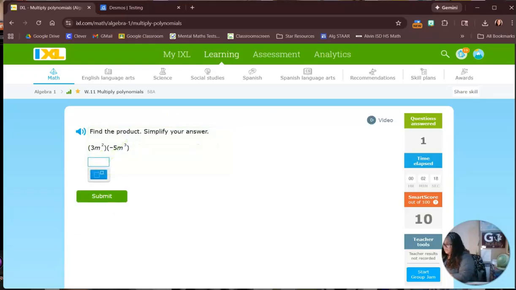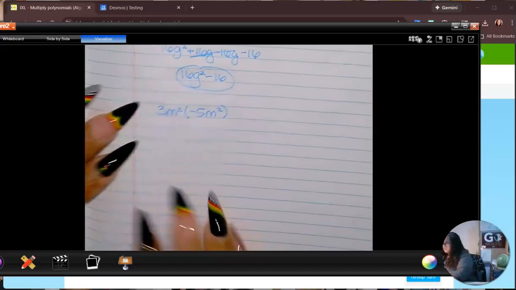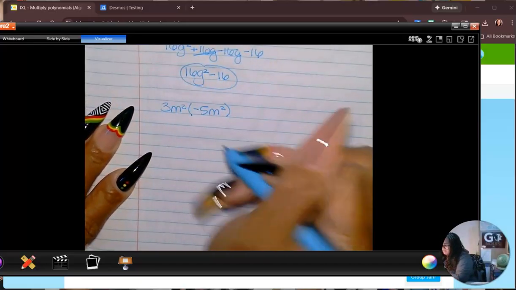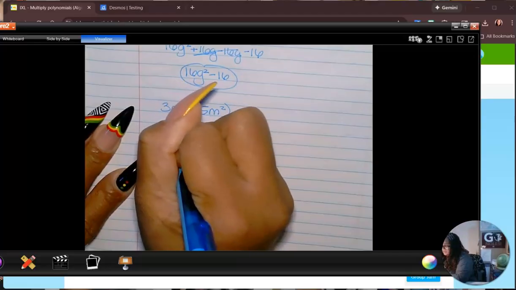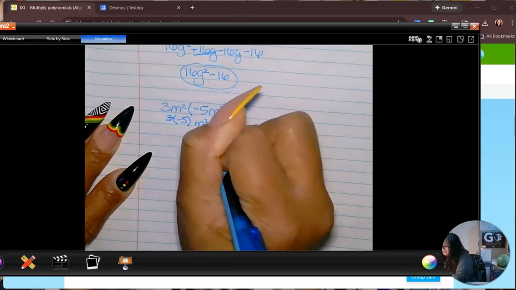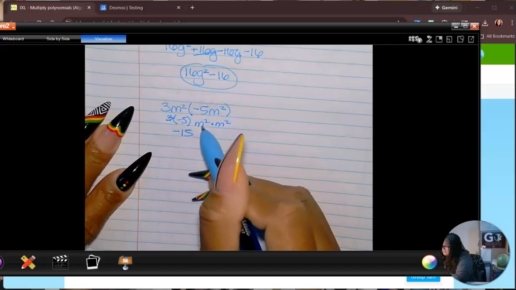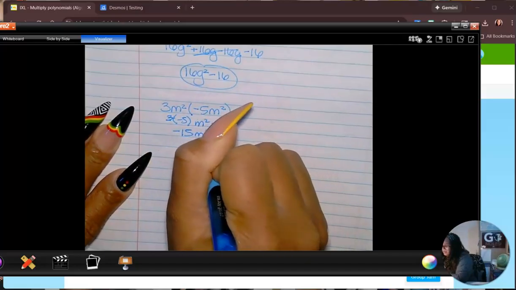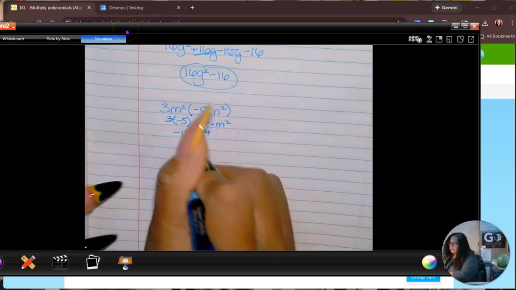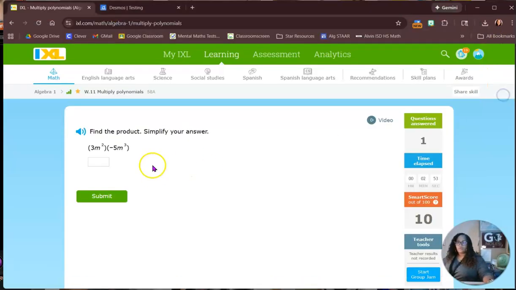Okay, so then we're going to do 3m squared times negative 5m squared. And there's really no need for an area model for this one. We just need to multiply 3 times negative 5, and then m squared times m squared. So 3 times negative 5 is negative 15. And m squared times m squared is m to the 4th power. And then I'll do my answer. Negative 15m to the 4th power.